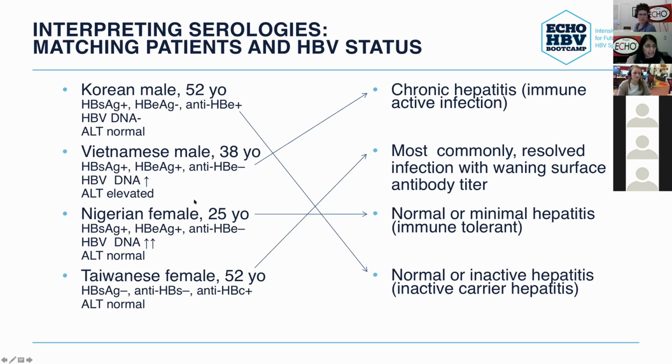All right, the next case is a 38-year-old Vietnamese male who is surface antigen positive, so they have active infection. This individual is E antigen positive, so they are probably in an earlier time point in terms of how long they've had this virus. They are E antibody negative, and their Hep B DNA is elevated, and their ALT is elevated. So this, if you compare it to the slide before, would be somebody in that chronic hepatitis, immune active infection phase.